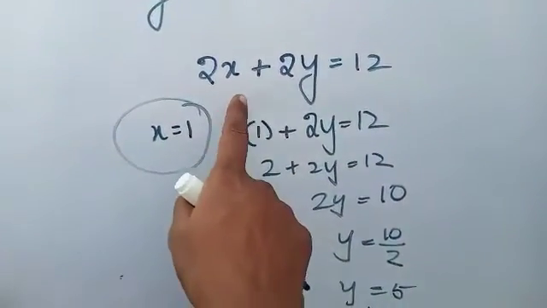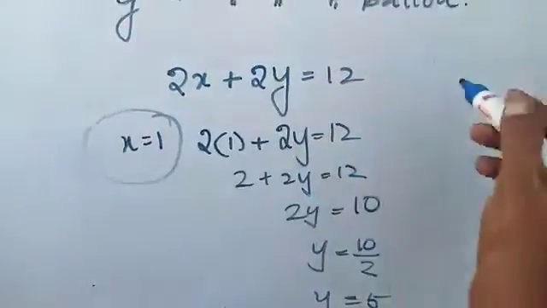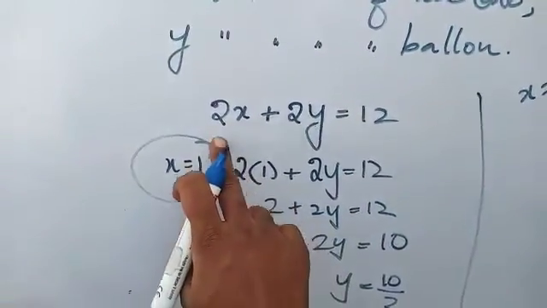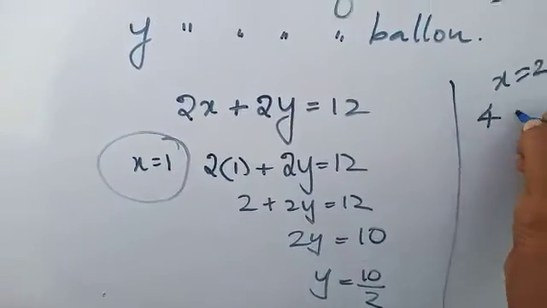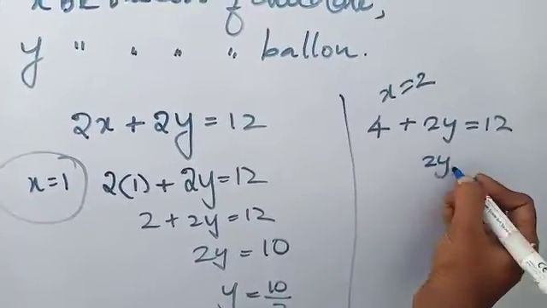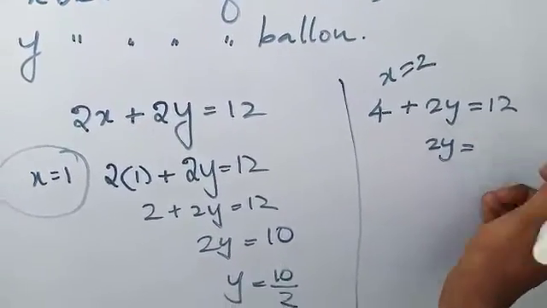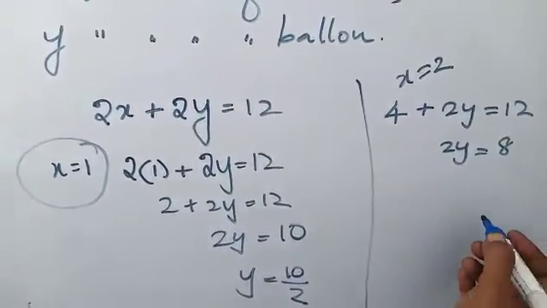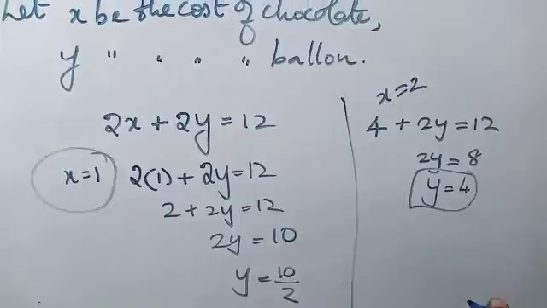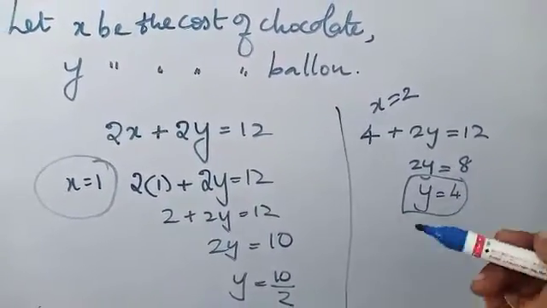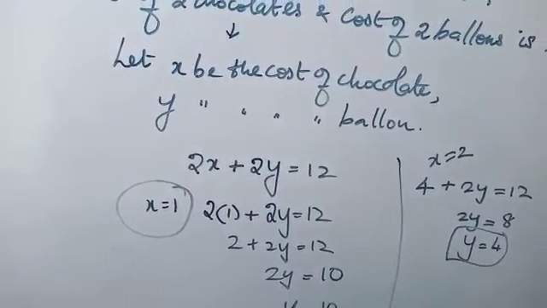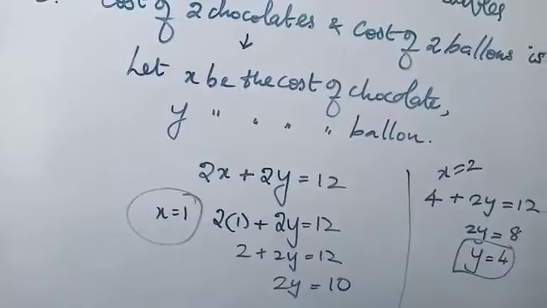For example, if I take the cost of a chocolate as 2 rupees, what will I get, tell me? 2 into 2, that is 4. 4 plus 2y is equal to 12. Then 2y is equal to 12 minus 4, which is 8. Okay, children, then the y value is 8 divided by 2, what will I get? 4. So what is the cost of the balloon now? That is 4. According to the values, the other value will change here. We can get n number of prices like that.